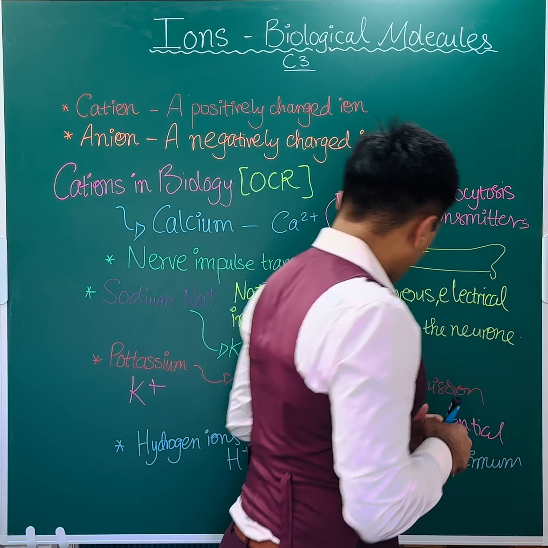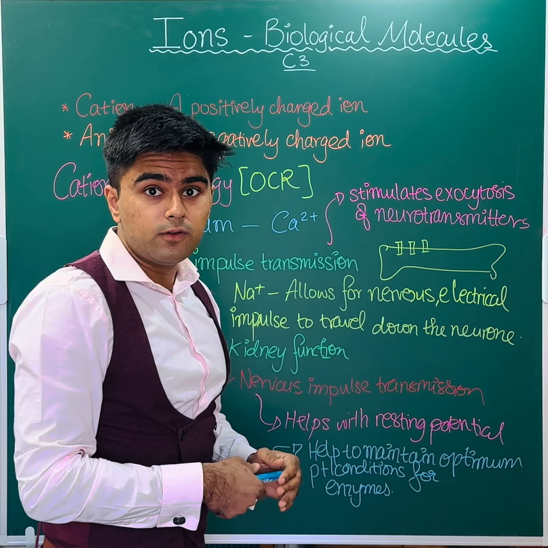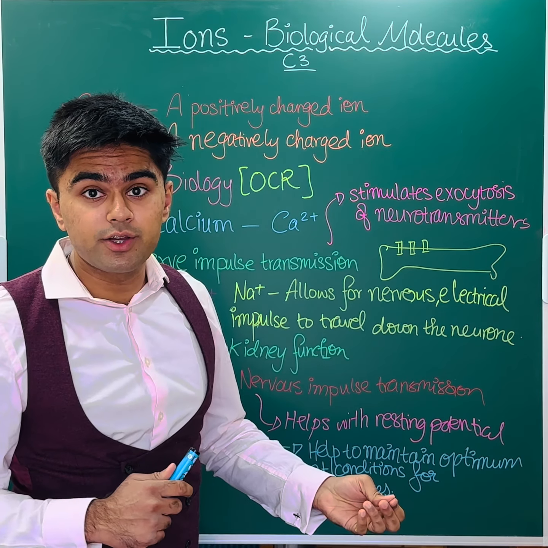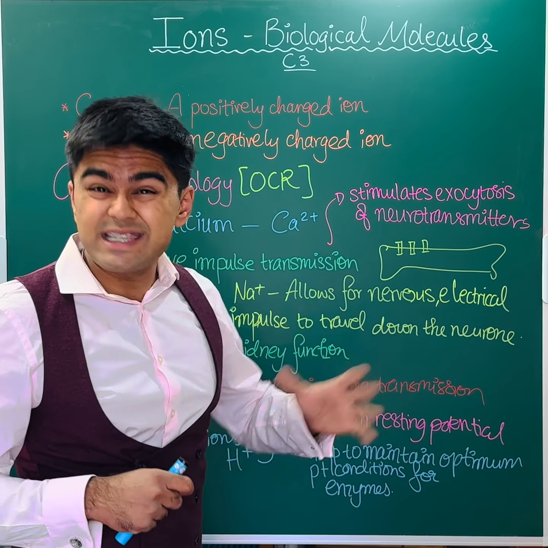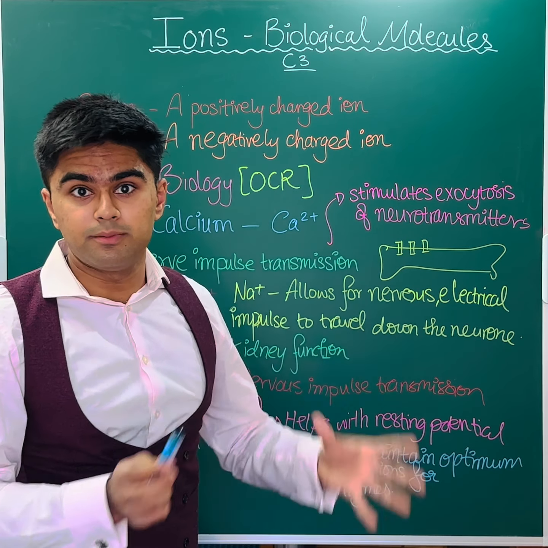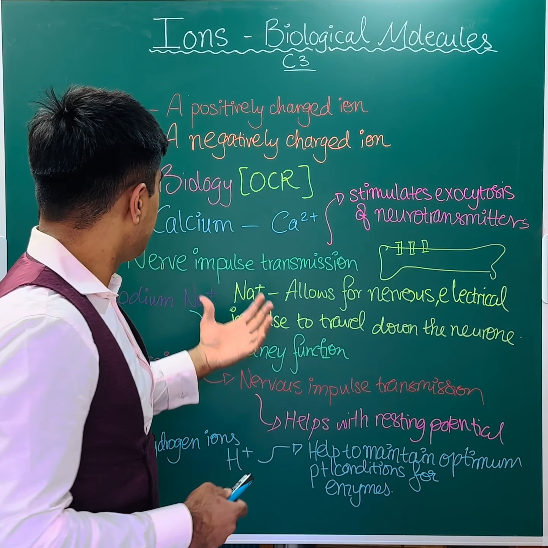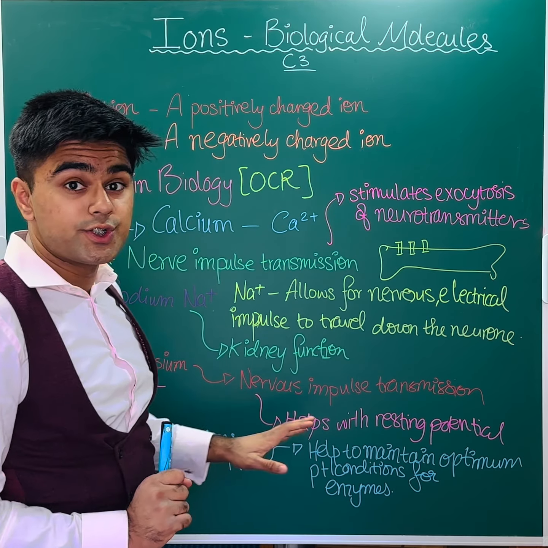Perfect. So we've covered all of the cations you really need to know for your A-level biology, so the positively charged ions. Let's just recap these and then we'll move on to the anions. Feel free to skip this part if you're completely comfortable with this, okay? So cations, the ones that we need to know: calcium, sodium, potassium, and hydrogen.